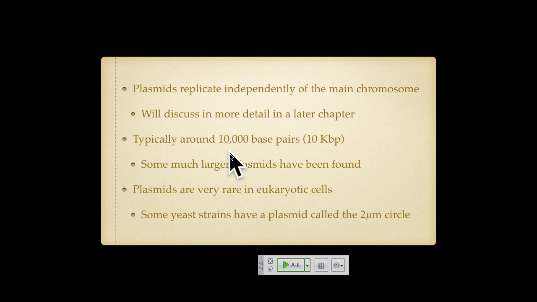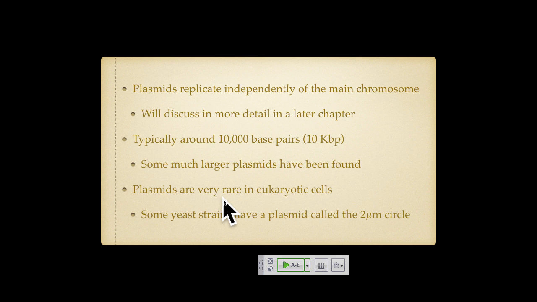Just to give you that general size, we just said the E. coli chromosome is about 3 million base pairs. That makes it about 3,000 kilobase pairs. In comparison, most plasmids are around 10,000 base pairs. So they're just a small fraction of the size of the main genome. One of the larger ones we'll talk about is the F factor. When we get into the sex life of E. coli, it's around 100 kilobases, but it's still much smaller than the main chromosome.